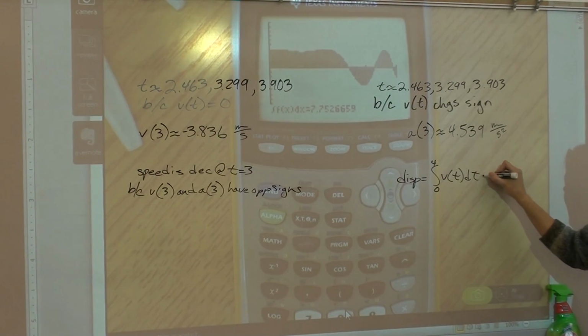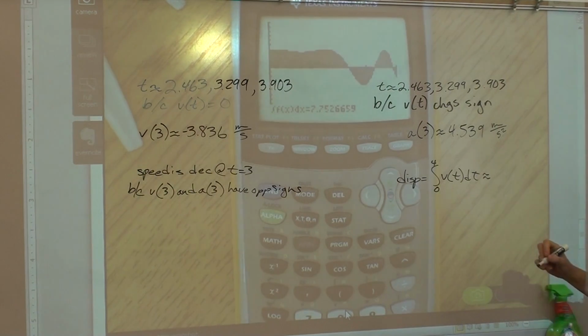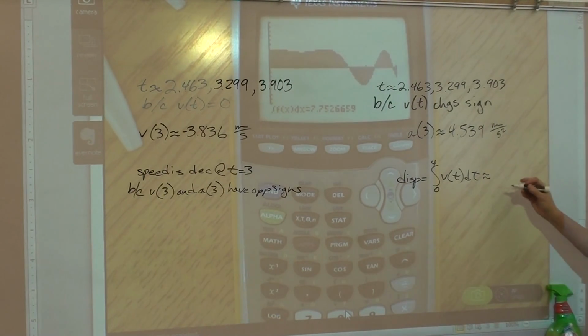Wait, did you do indefinite? The 84 can't do an indefinite. It can only do numeric. So, same thing with derivatives. It can't do a general derivative. It can only do numeric.